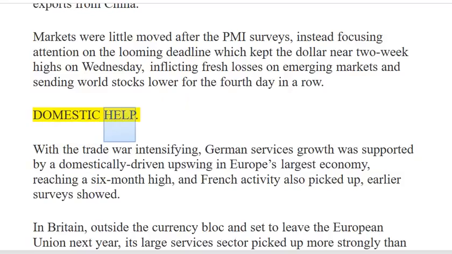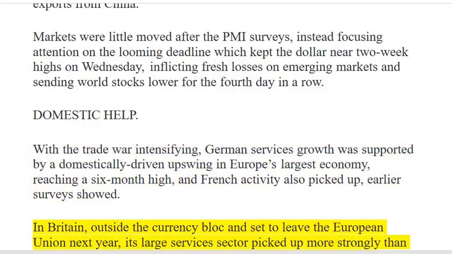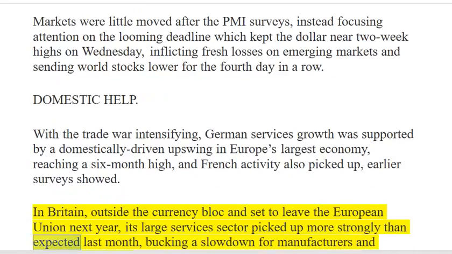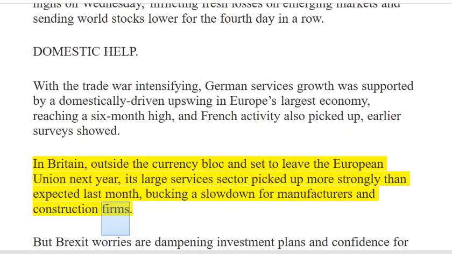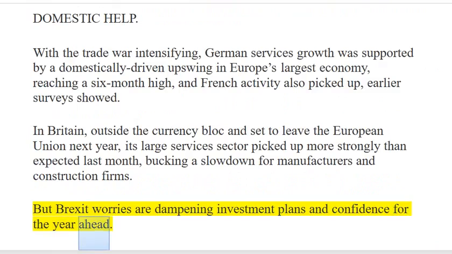Domestic help. With the trade war intensifying, German services growth was supported by a domestically driven upswing in Europe's largest economy, reaching a six-month high, and French activity also picked up, earlier surveys showed. In Britain, outside the currency bloc, and set to leave the European Union next year, its large services sector picked up more strongly than expected last month, bucking a slowdown for manufacturers and construction firms. But Brexit worries are dampening investment plans and confidence for the year ahead.